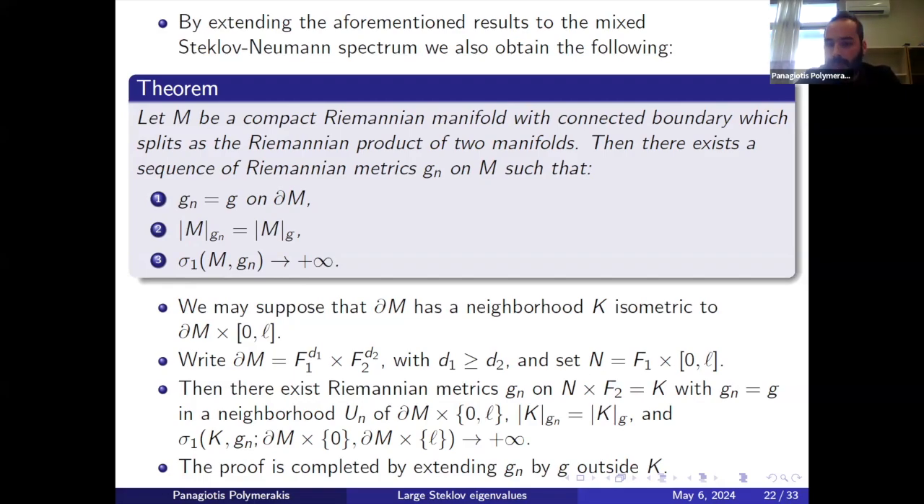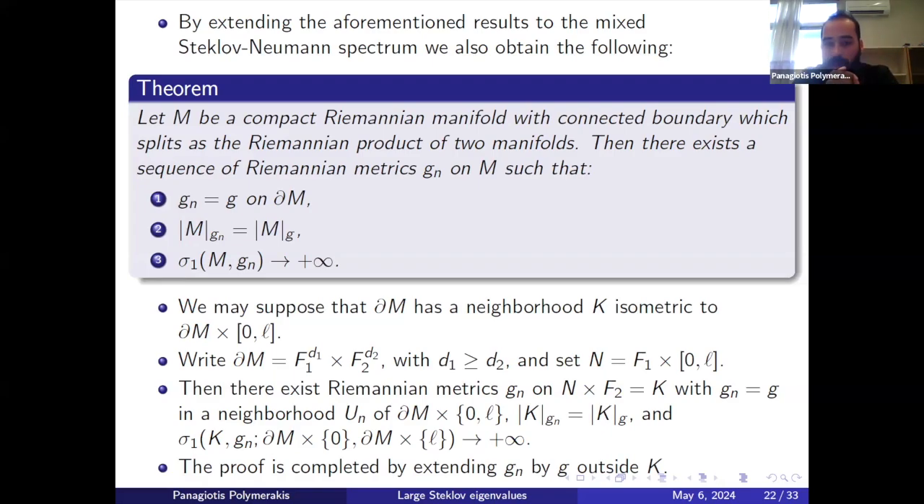So we can apply the previous result, or more precisely its version for the mixed spectrum, and obtain that there exist Riemannian metrics in this neighborhood K, which coincide with the original metric in a neighborhood of the boundary of K, that is boundary of M times 0, that is the original boundary for the manifold, and the boundary of M times L, that is then the cylindrical neighborhood in the manifold, with the same volume, and such that the first mixed Steklov-Neumann eigenvalue is arbitrarily large, where we impose Steklov on the real boundary of the manifold and Neumann on this made-up boundary component.